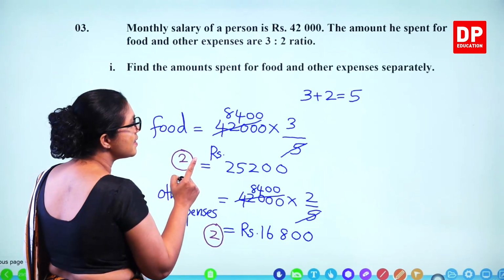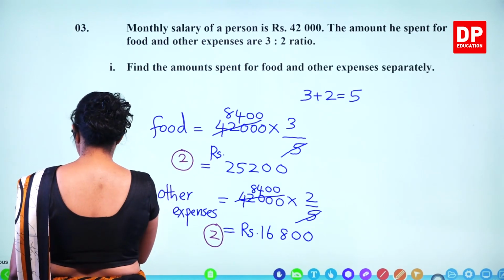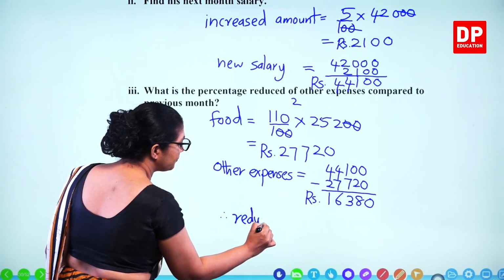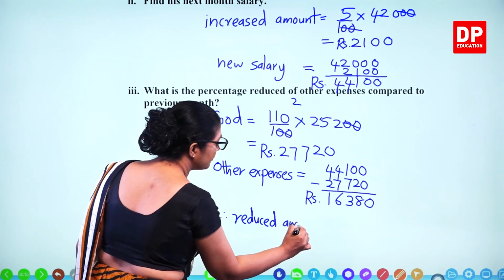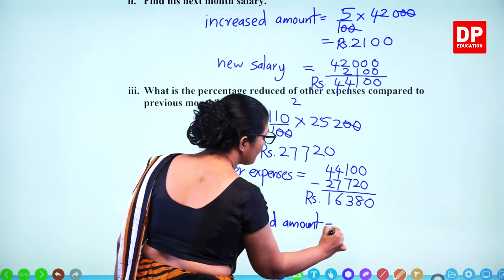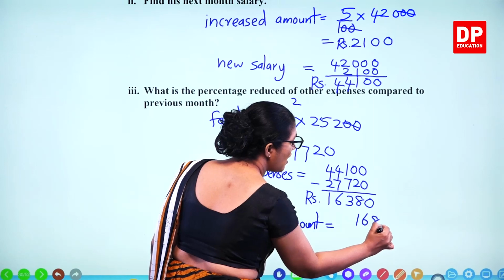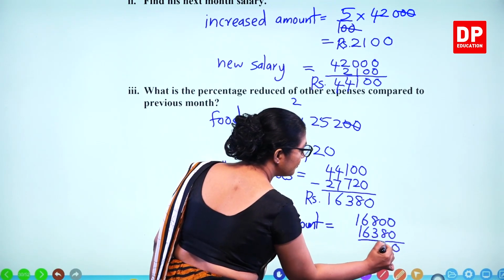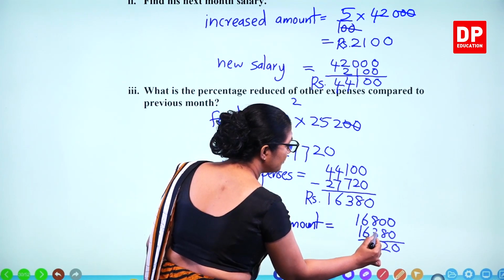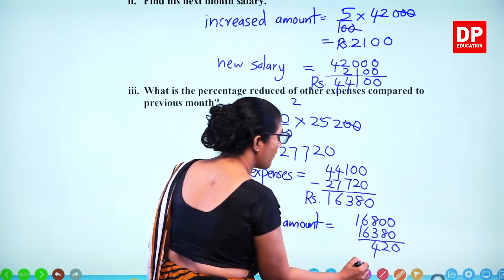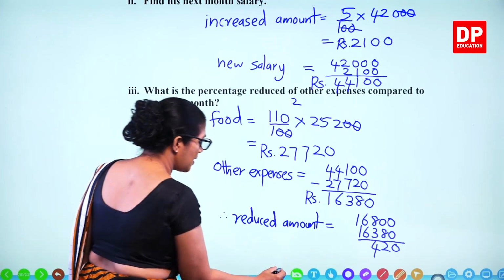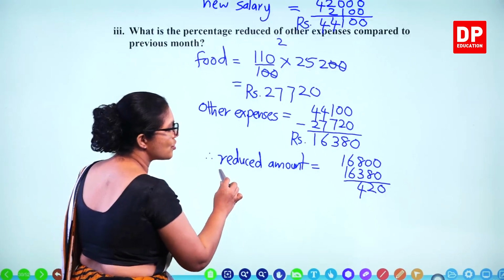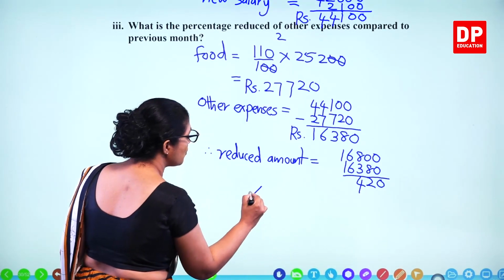Before, it was 16,800. So the reduced amount is $16,800 minus 16,380, which is 420 rupees. Then you need the percentage reduced. So what is the percentage reduced?